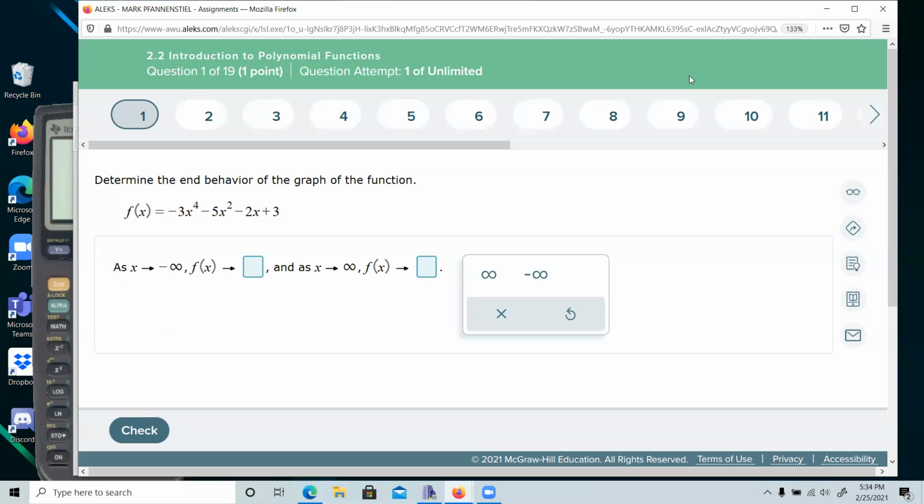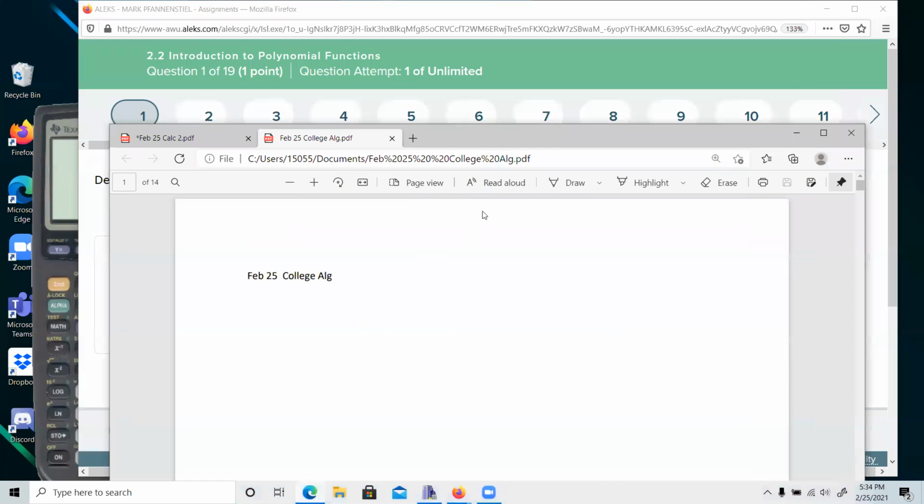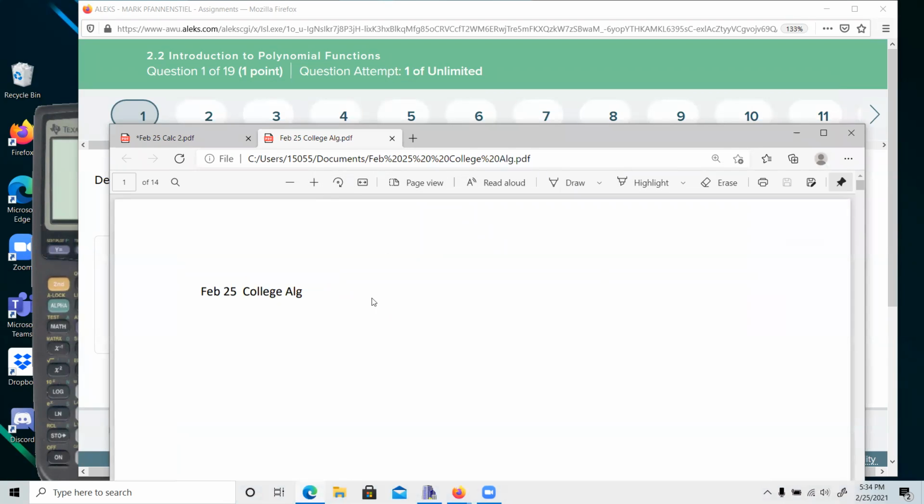All right, good evening. So welcome back to College Algebra. And today we are going to talk about polynomials. Okay. So fortunately, this gets to build on stuff that you already know how to do. There's a lot of that.